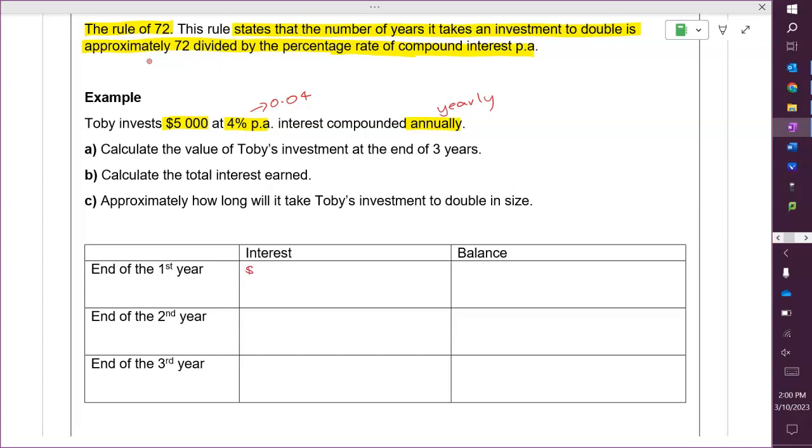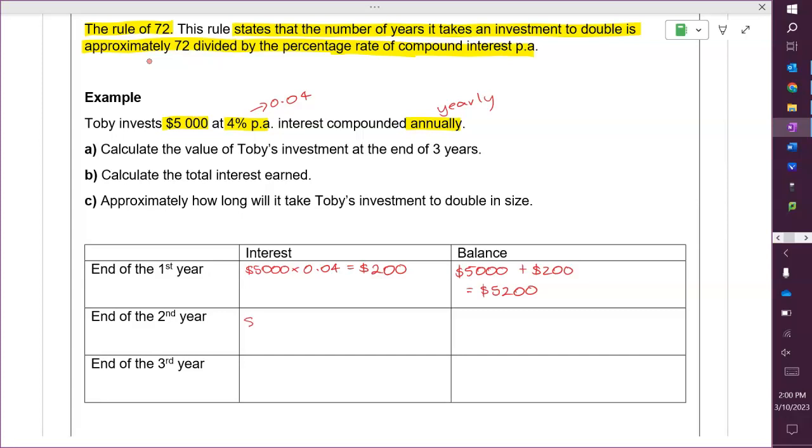So we have $5,000 at 0.04, and that's going to give us $200 of interest. So our balance would be 5,000 plus 200. So $5,200. End of the second year.